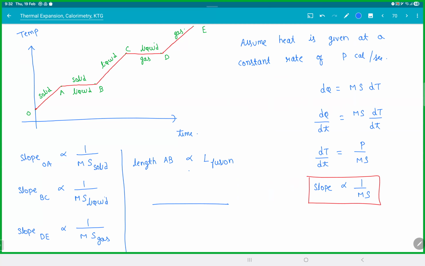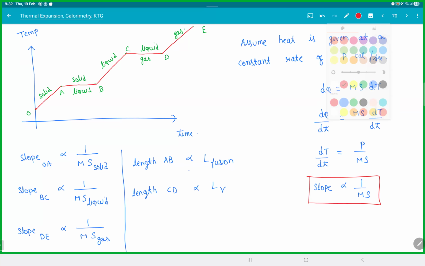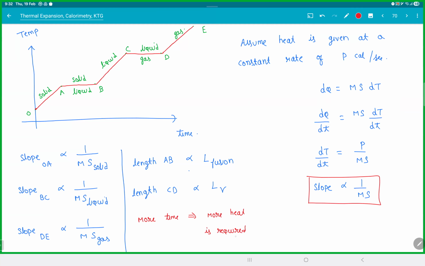Why did you take more time? Because it was more difficult to melt. The length CD is proportional to latent heat of vaporization. So more time indicates you require more heat to melt. I know there's a bit of theory there, but quite an important graph. So looking at the graph, you can compare two different materials' specific heat and latent heats.